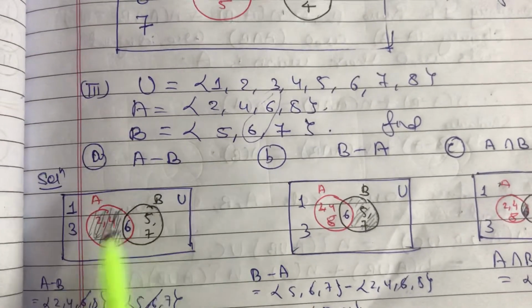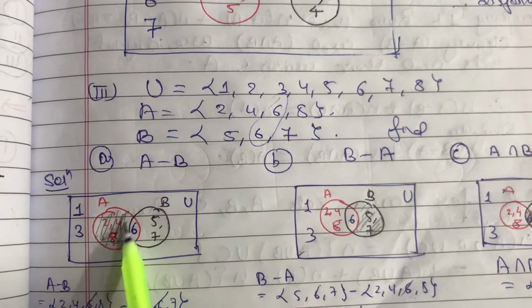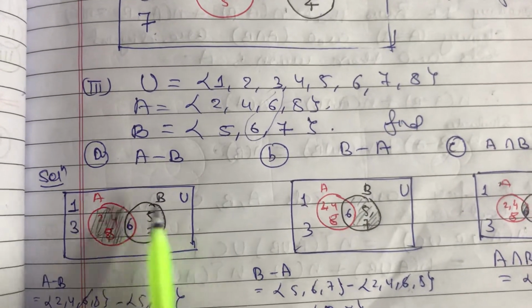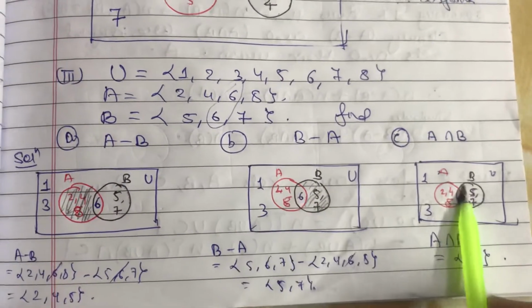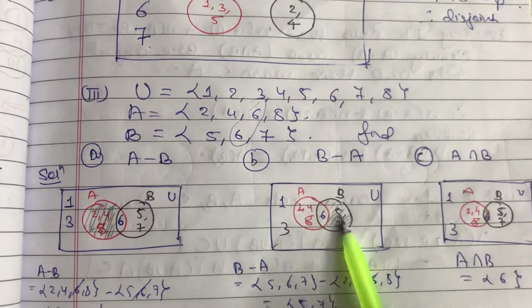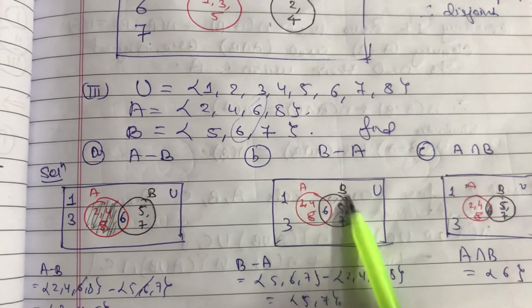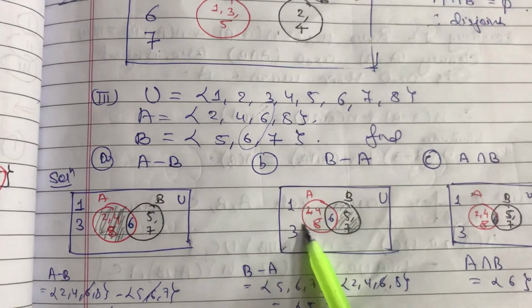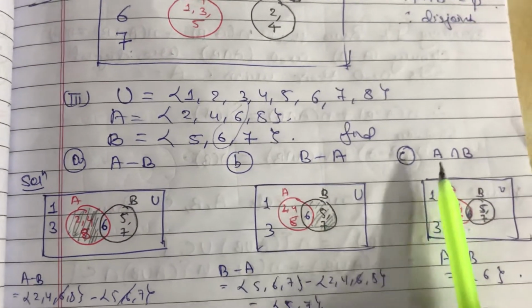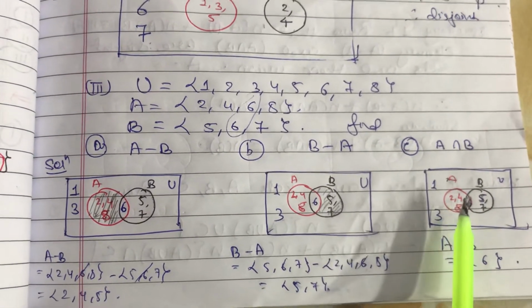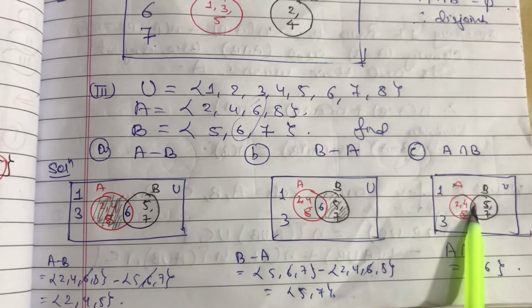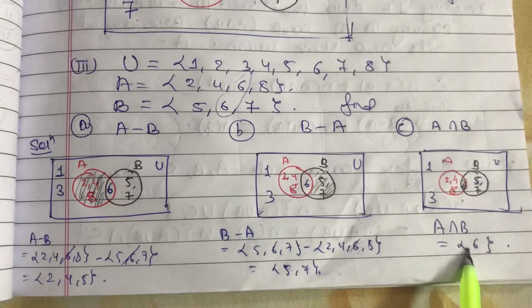Now for A minus B, I'll just shade this part, that is elements which are present in A but not in B. Similarly, these values are going to be the same in all the cases because the sets are the same. B minus A means the set of all the elements which are present in B not in A, so I'll shade this part. And A intersection B means the set of all the elements which are present in both, that is the common one. So I'll shade the common part, and here I have written also that is 6.